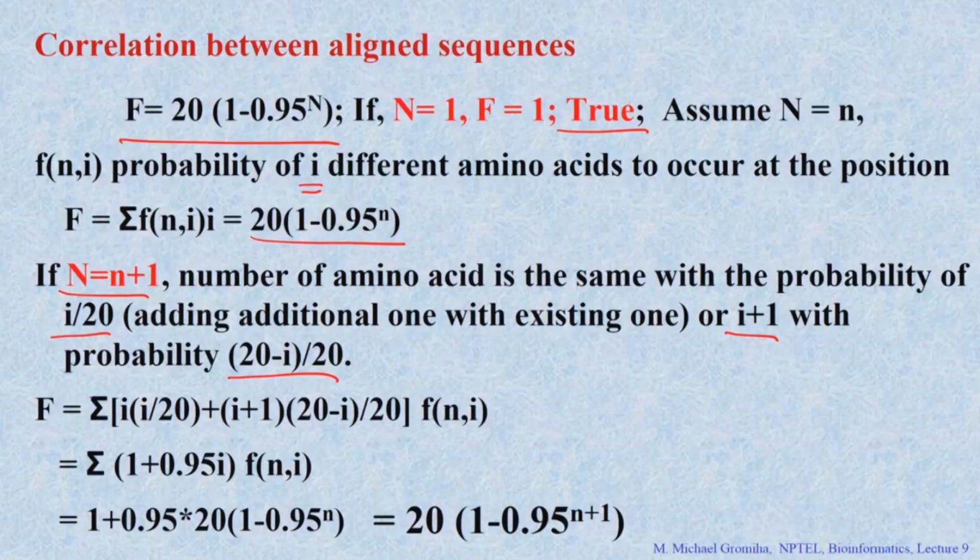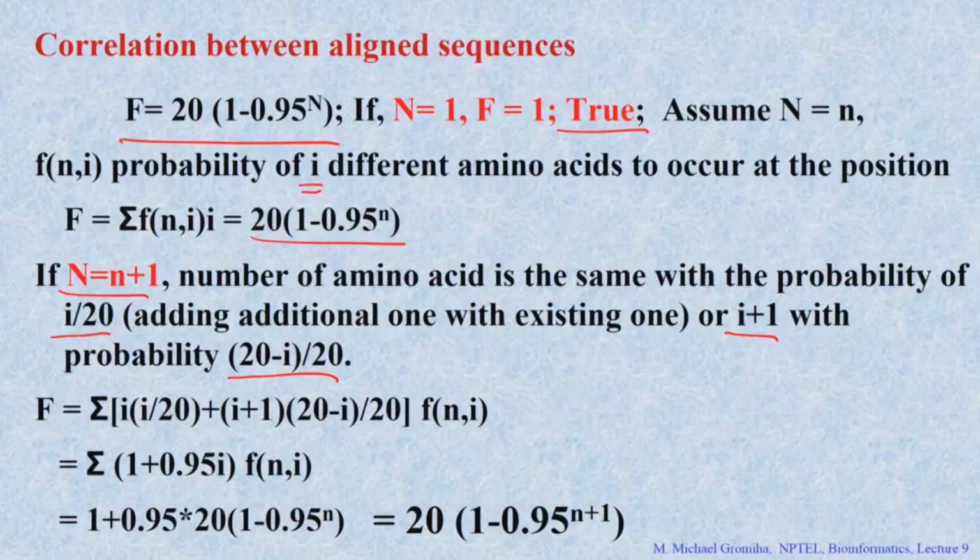Then if you add this in this equation, f equals i times i by 20, and i plus 1 times 20 minus i by 20, times the function of n, i. If you simplify this equation, you will get 1 plus 0.95 times i with the function of n, i, and this equals 20 times 1 minus 0.95 to the power n plus 1, because we derived these numbers. Then if you divide by 20, right, 0.05, and finally take the 20 out, you will get 20 times 1 minus 0.95 to the power n plus 1.